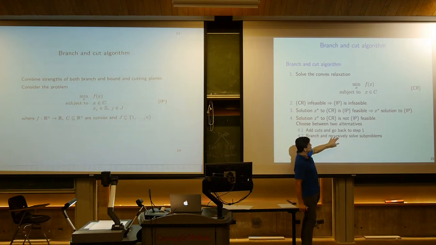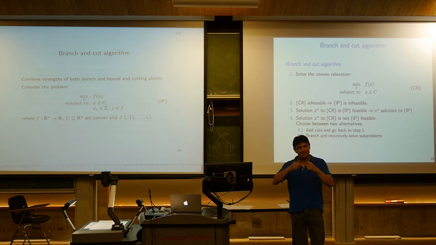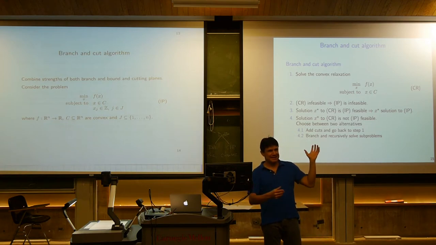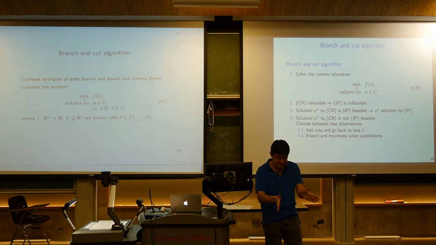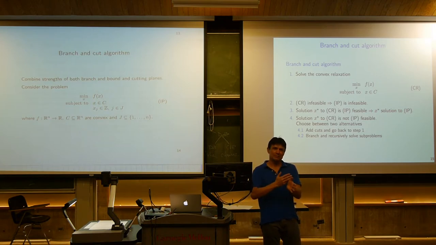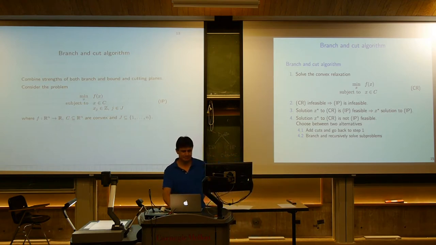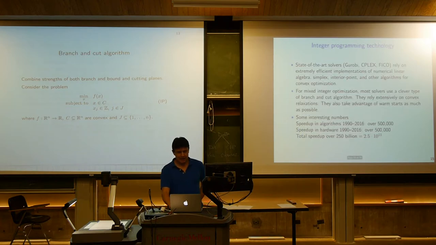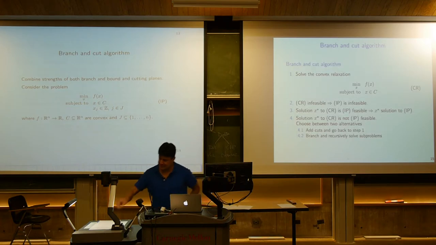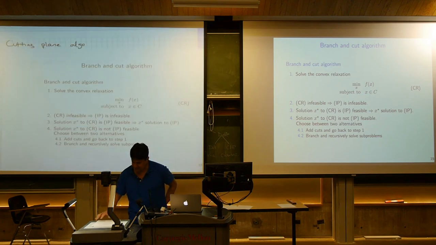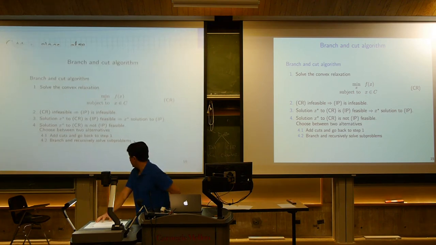We decide if we want to branch or if instead we want to add cuts. So instead of doing the traditional branch and bound, the idea of branch and cut is that every time that you are faced with the decision to branch, you first consider instead adding cutting planes to your problem. So that is called a branch and cut algorithm. So that's branch and cut algorithm.